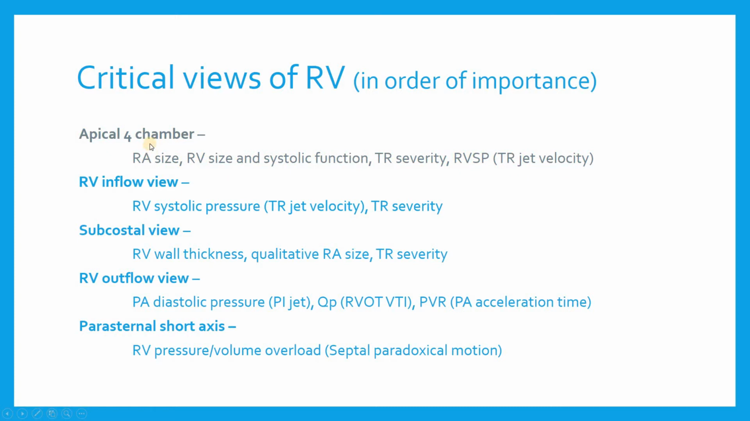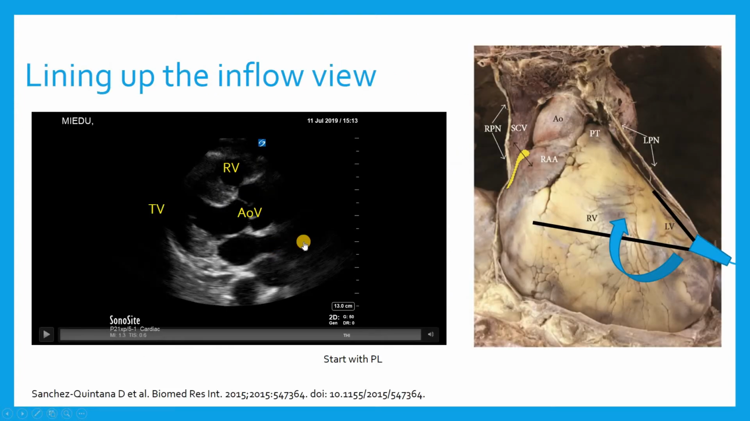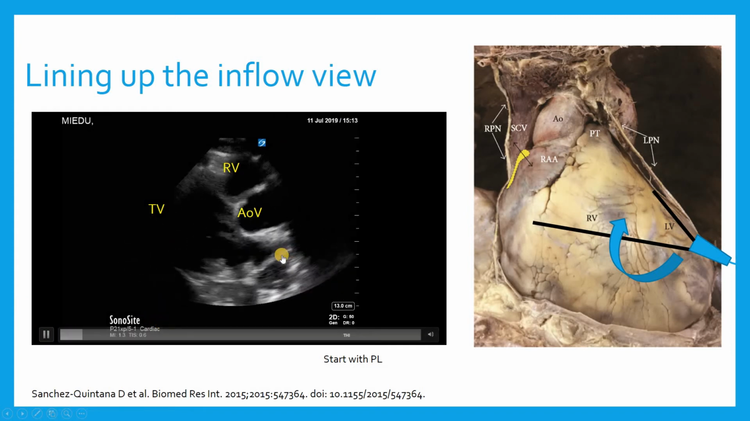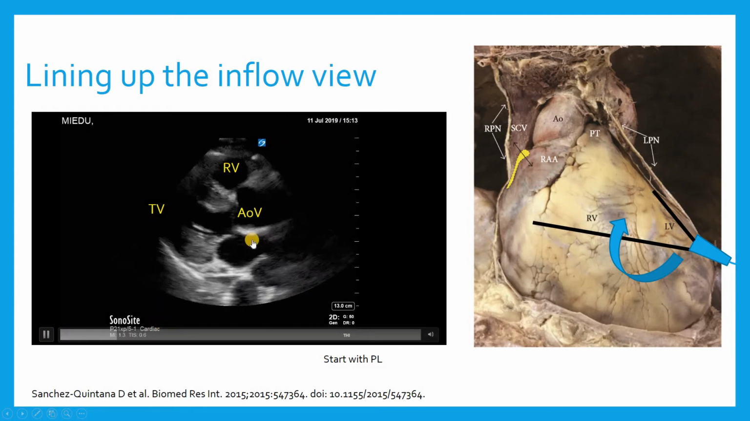So we've kind of knocked out the big stuff from the apical 4-chamber view. Now let's take a look at the RV inflow view, which is a beautiful view of the TR jet often. And this is a great place to look at TR jet severity. So in this video, I tried to show you how I move from a parasternal long axis view and start to pick up the RV inflow view.